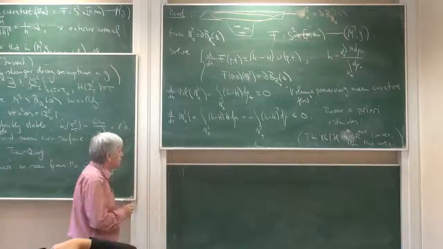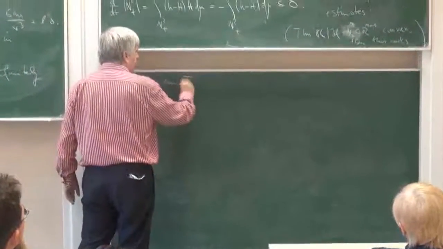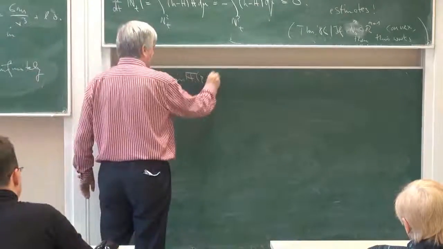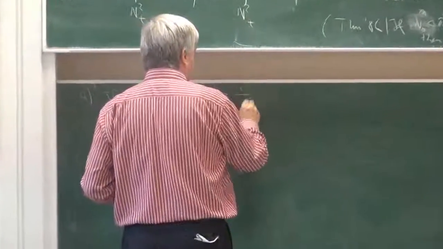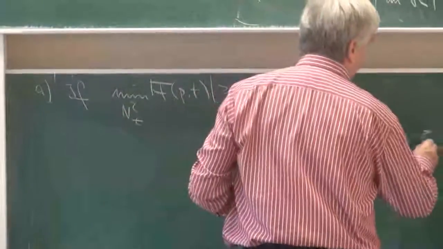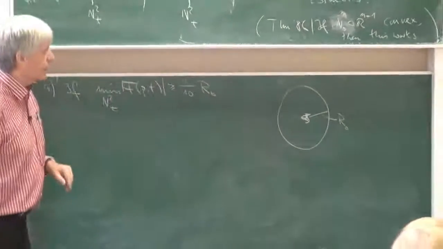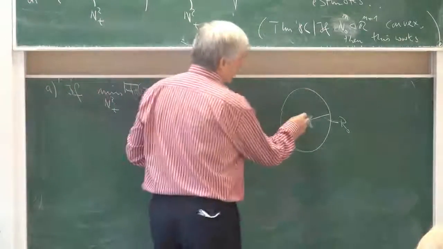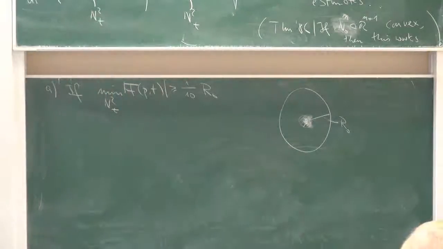So the first thing you have to do, you make simply the assumption that you're not sliding off. So you prove that if the minimum of the absolute value of f at p at time t over the surface, that's sort of the innermost point, is always at least 1/10 of this radius R_0 that I started with. In other words, here's the bad region. Here is my surface that I started with. R_0 is very big compared to the bad region. So I make the assumption that the worst that can happen is that I will never get into this region.